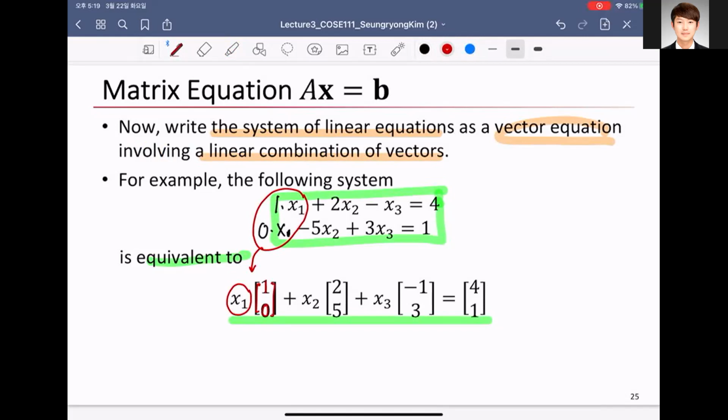If you want to represent this in a matrix form, then 2x2, negative 5x2 is going to be here. Negative 5. And this term can be rewritten as x3 times the vector negative 1, 3. Then this 4, 1 is going to be a vector. Then we can represent this 1, 0 as a vector c1, this one as a vector c2, this one as a vector c3, right? And 4, 1 as a vector b.